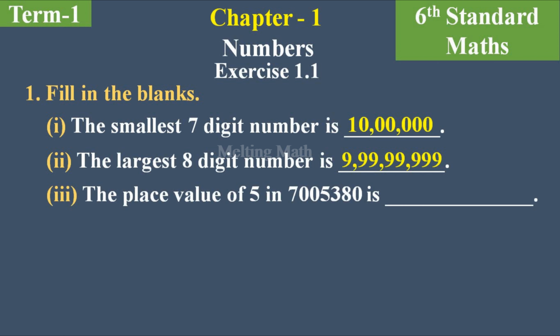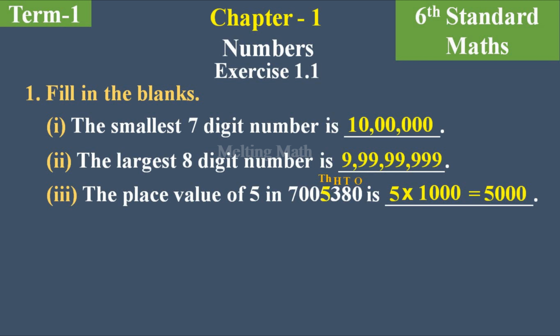Next, see the third one. We have to find the place value of 5 in this given number. Where is 5? Here it is. For finding the place value of 5, we first write the place of each digit. The last digit 0 is in the ones place, next is the tens place, next the hundreds, next the thousands. So here 5 is in the thousands place. Write 5 and multiply with 1000. 1000 means there should be 3 zeros. So 5 into 1000 is equal to 5000. So the place value of 5 in this given number is 5000.